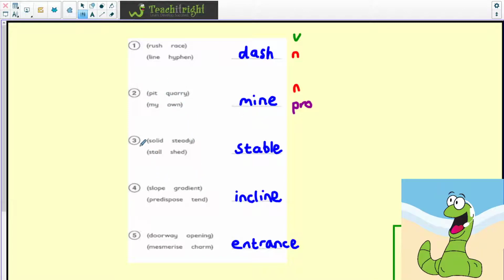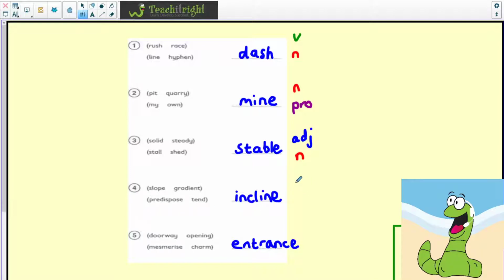Number 3, we can have stable as in the adjective. So let's choose a different colour for that. Let's go with blue. But we can also have the stable as in the noun. So this could be a stall or a shed. Obviously a stable is where a horse is often put inside a stable. So that's a noun. Then we've got number 4, we've got incline.